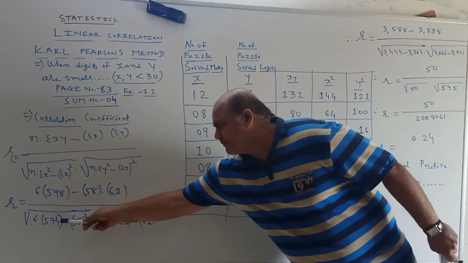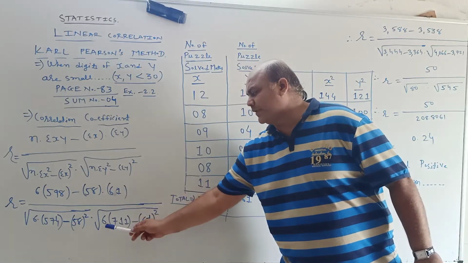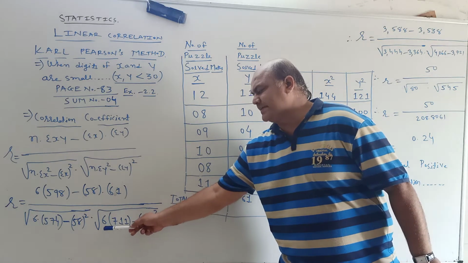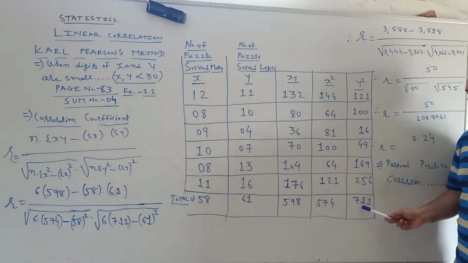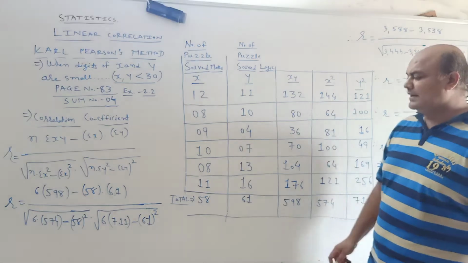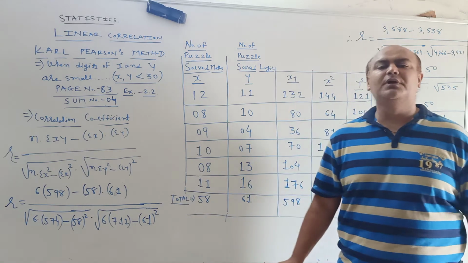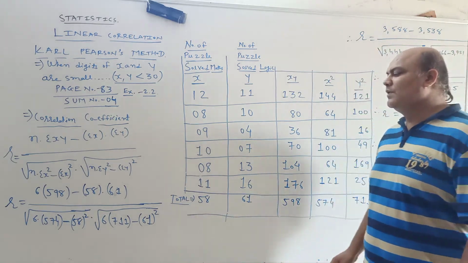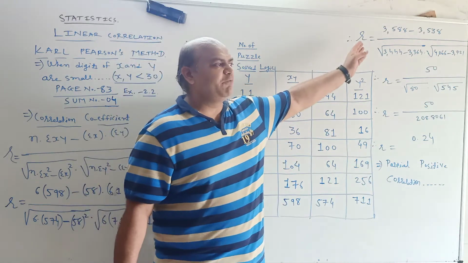Here it is minus sigma x the whole square. Sigma x is 58, the whole square, into second under root, n is equals to 6. Sigma y square means the total of the column of y square, that is 711, minus sigma y, that is 61, the whole square. Now after putting these values, we have to do simplification.